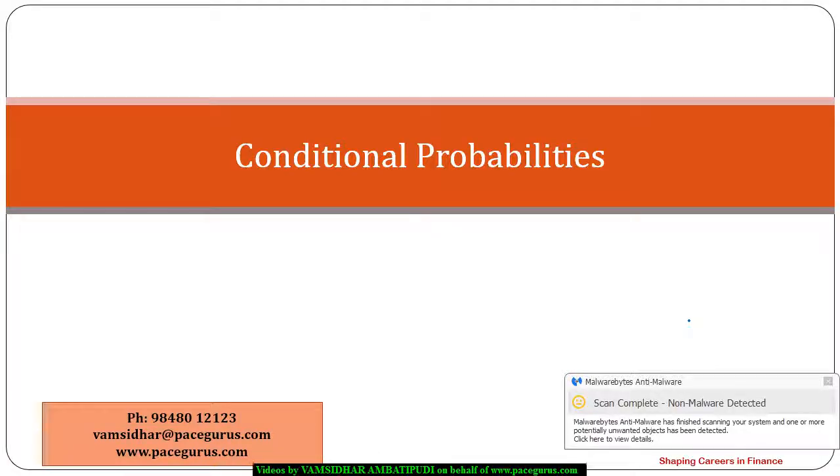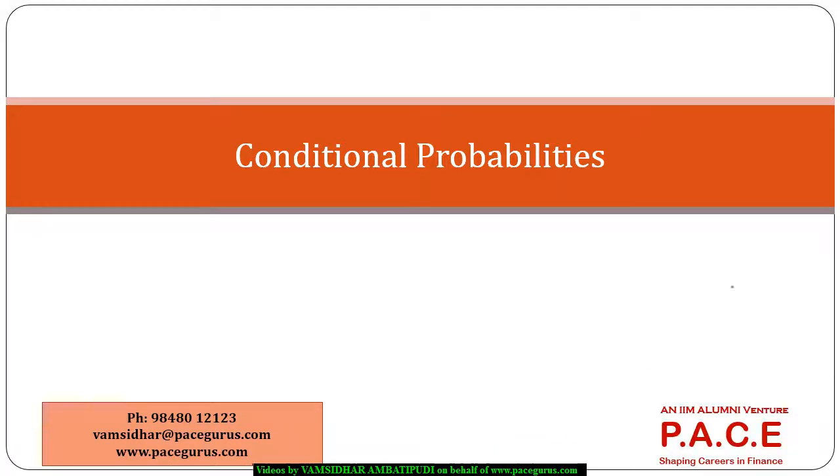In this session, I'm going to talk about conditional probabilities. So, I'm talking about two different events A and B. For these two events A and B, I want to know what is the probability of occurrence of A given that B has already occurred.